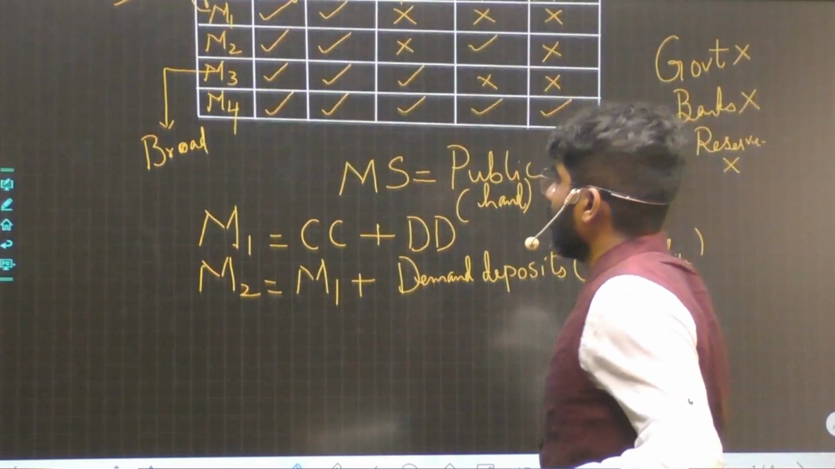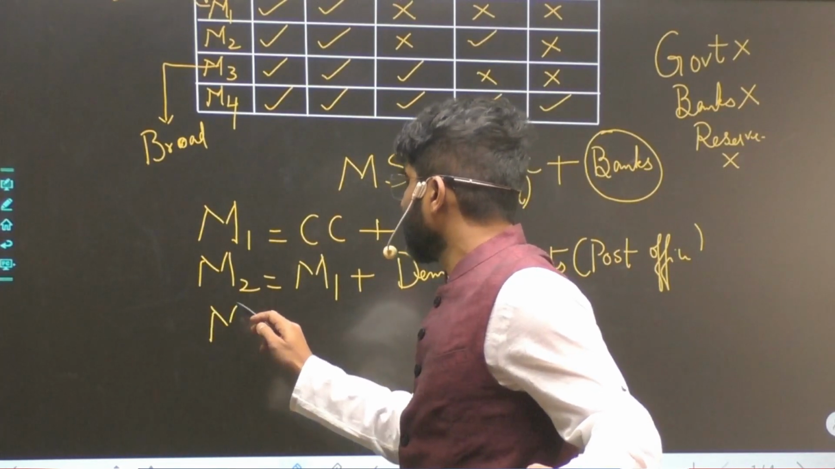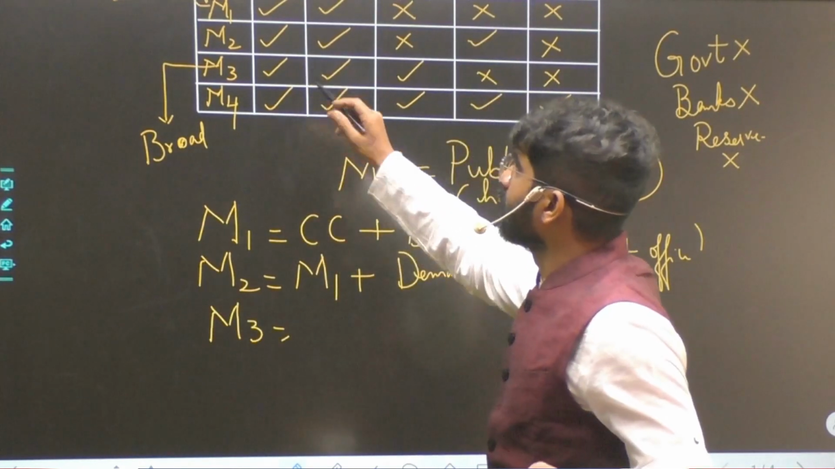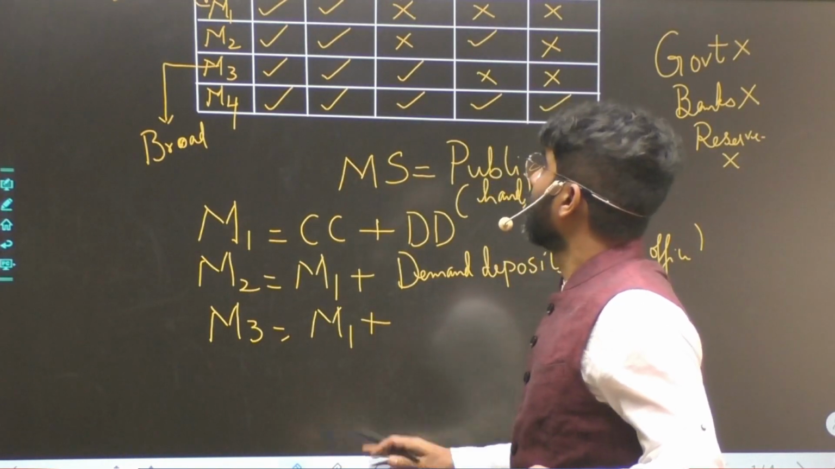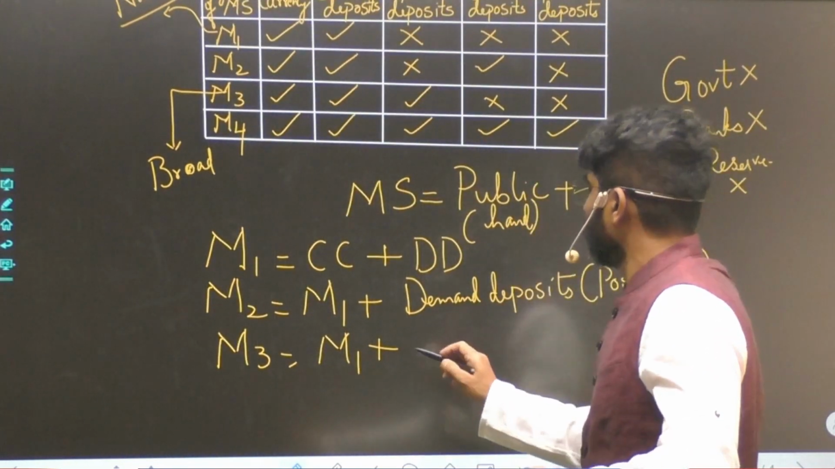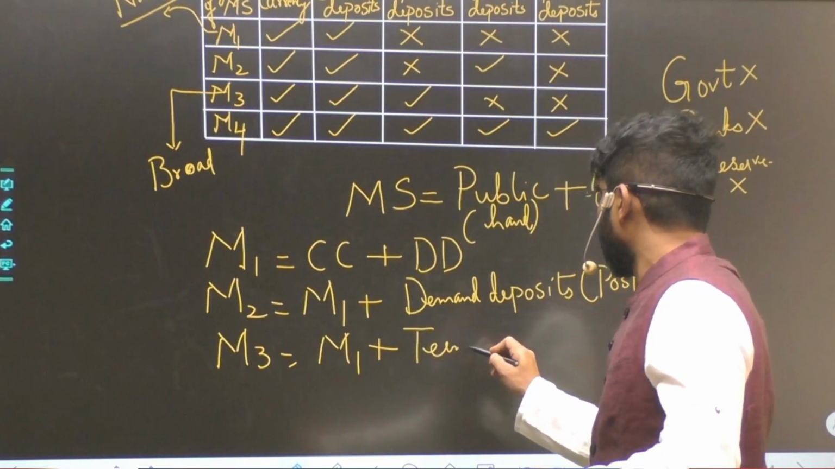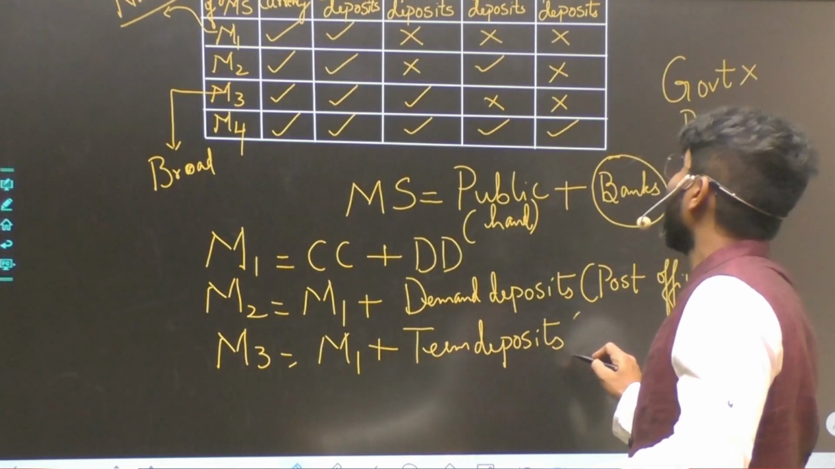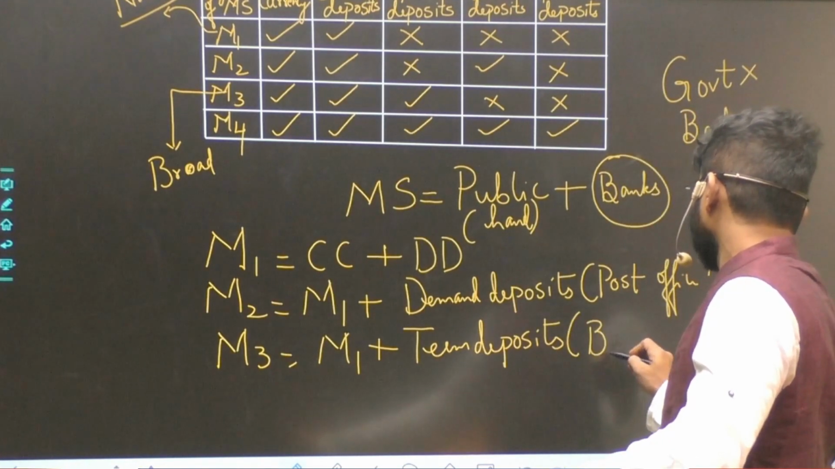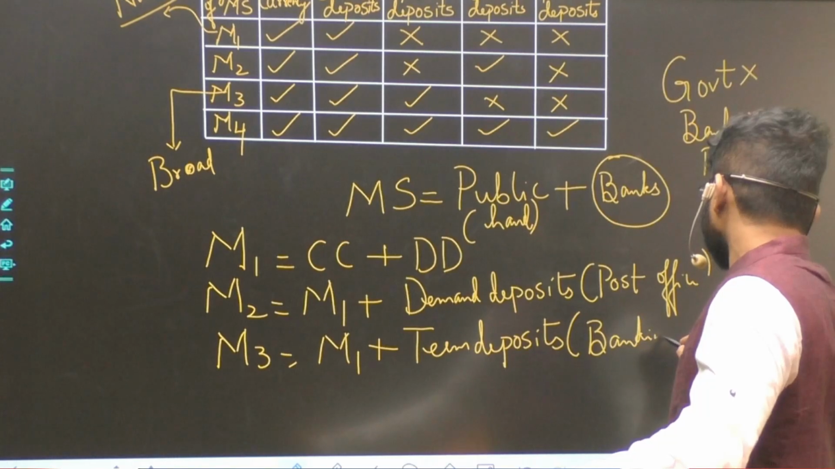Now M3, which is the broad money, includes whatever is there in M1, plus it is also including the term deposits with the banking system.